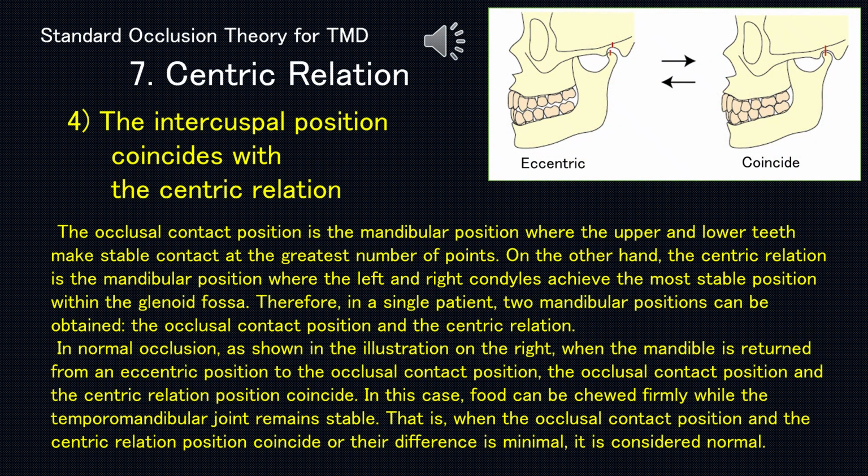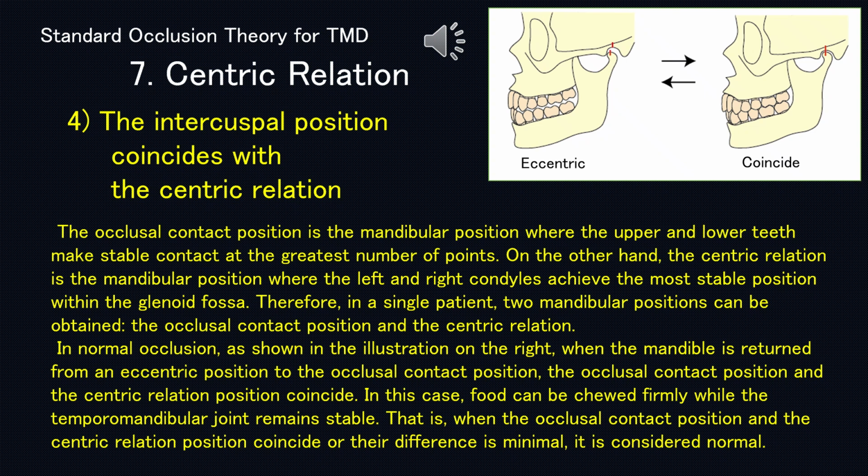4. The intercuspal position coincides with the centric relation. The occlusal contact position is the mandibular position where the upper and lower teeth make stable contact at the greatest number of points. On the other hand, the centric relation is the mandibular position where the left and right condyles achieve the most stable position within the glenoid fossa. Therefore, in a single patient, two mandibular positions can be obtained: the occlusal contact position and the centric relation.